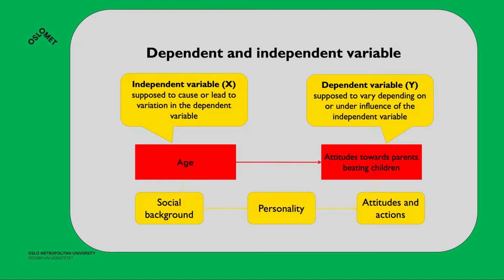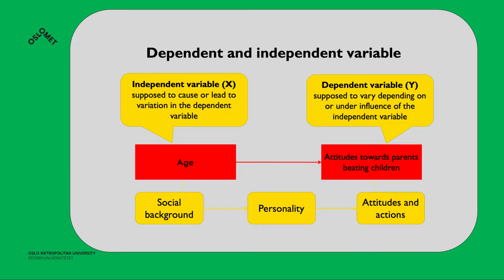So the independent variable is the one that's supposed to cause or lead to variation in the dependent variable, and the dependent variable is supposed to be varying depending on, or under the influence of, the independent variable. And in our example, it's quite easy to see that it's age that is causing differences in attitudes towards parents beating their children, which is what we're going to test.